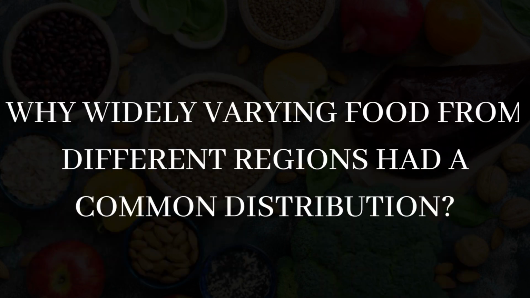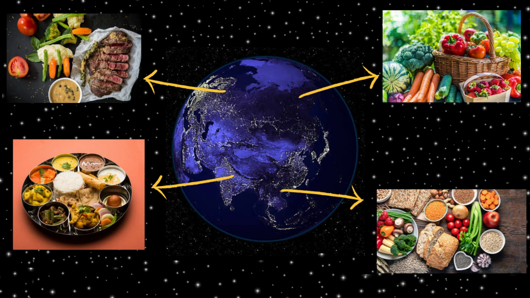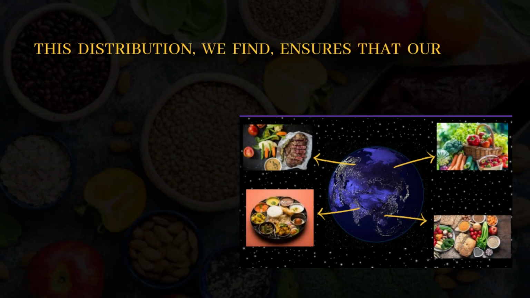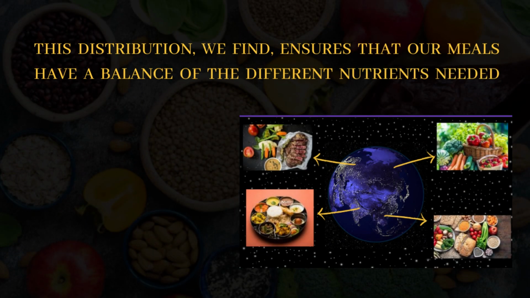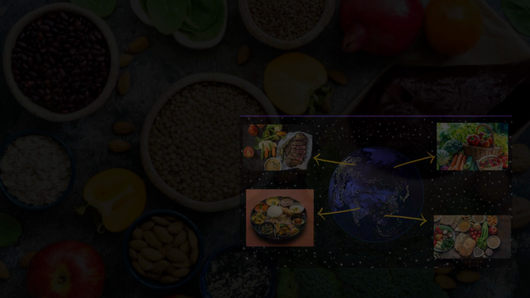In this chapter, we asked ourselves the reason why widely varying food from different regions had a common distribution. This distribution, we find, ensures that our meals have a balance of the different nutrients needed by the body.